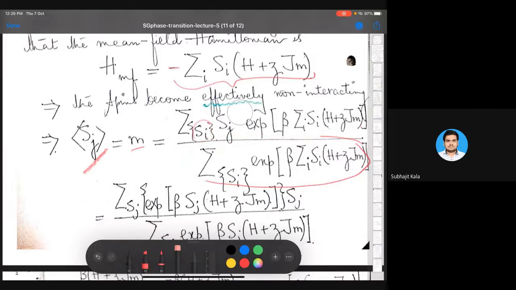This is clear? Yes. Okay. Now something simplification will happen.